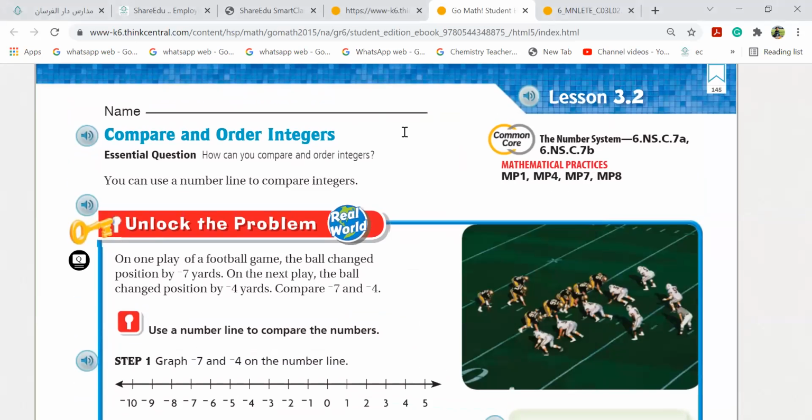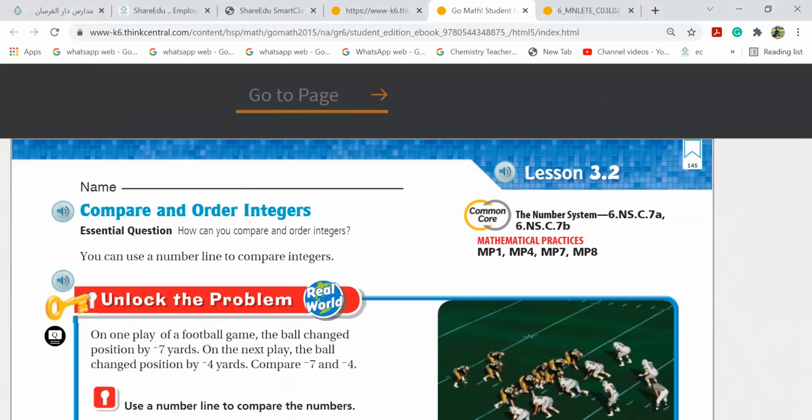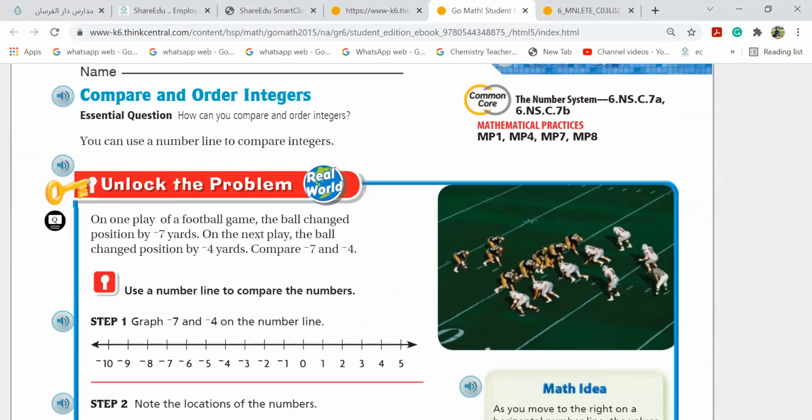Let us begin lesson 3.2, page 145, compare and order integers. Girls who have come now, please look at the screen. Okay, page 145.